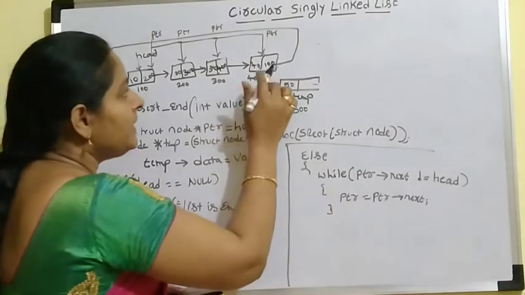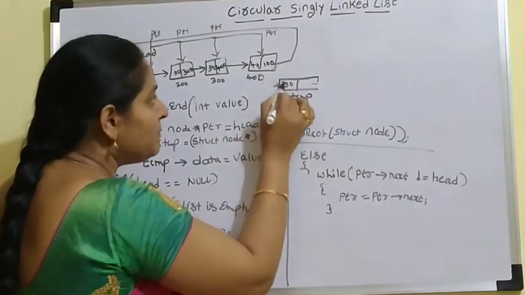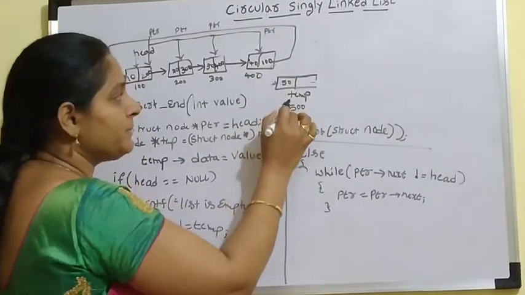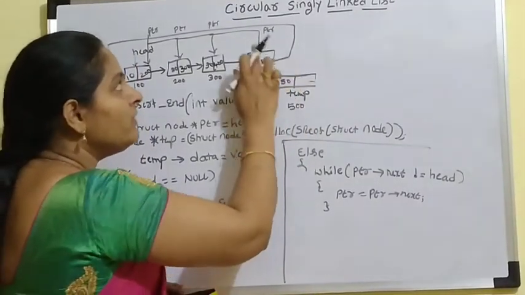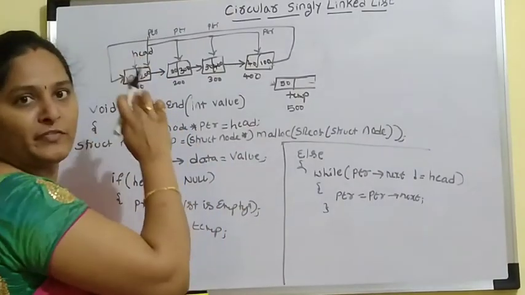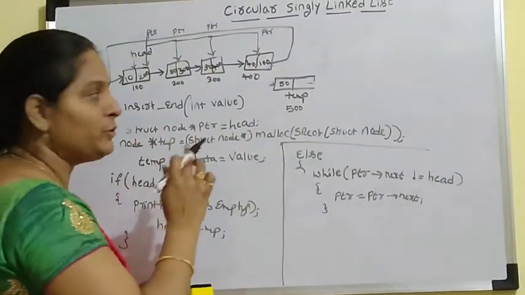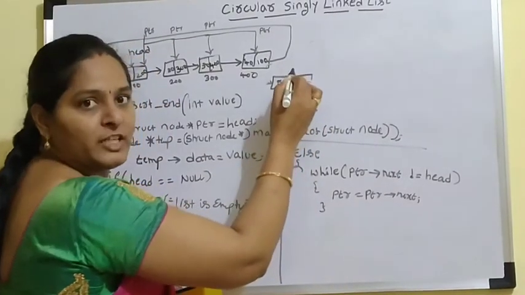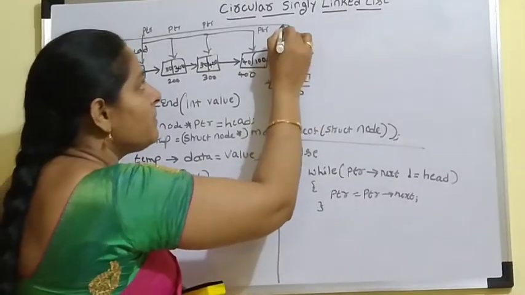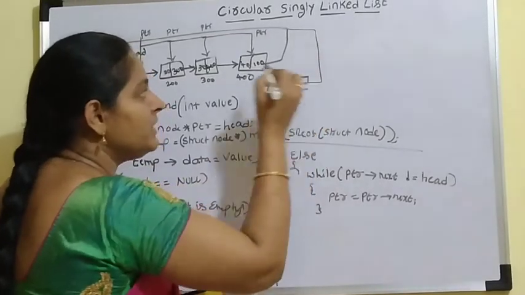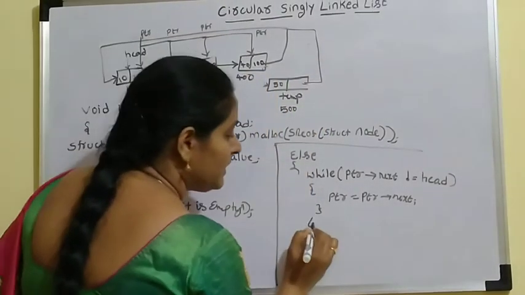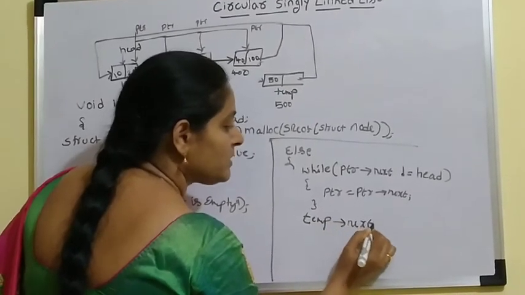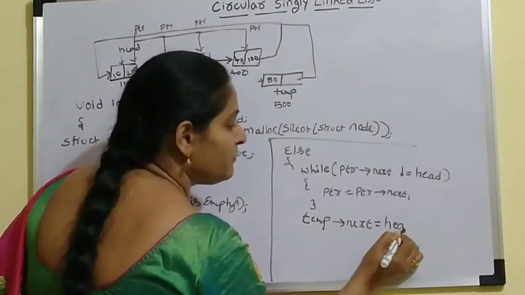Okay, directly, if you replace the head address with the temp node, the first node address with the temp node, then automatically we will lose the connection with the first node. That is the reason why what we need to do is first save the head address in the temp next field. Okay, first connect these two nodes, first node with the last node. So for that, first store head address in the temp next field.